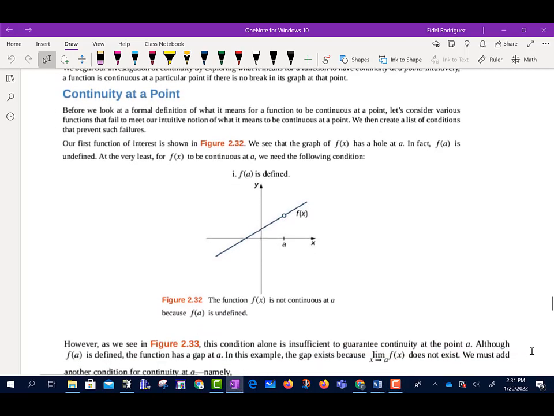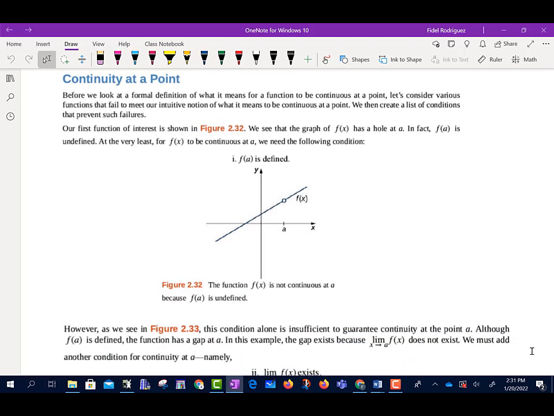I'm going to scroll down here. Continuity at a point. It says, before we look at a formal definition for what it means for a function to be continuous at a point, let's consider various functions that fail to meet our intuitive notion of what it means to be continuous at a point. Then we're going to create a list of conditions that prevent such failures.